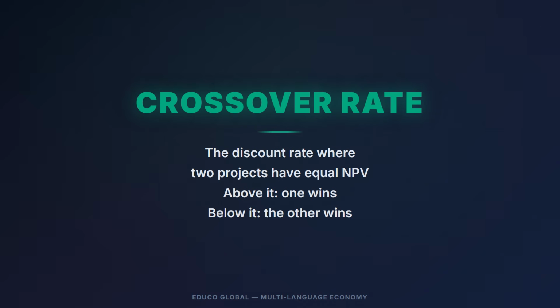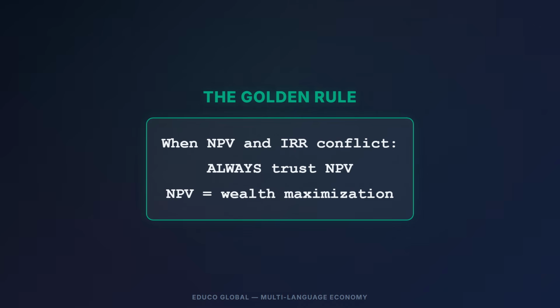When there's a conflict, always trust NPV. The NPV method directly measures the dollar value added to shareholder wealth. IRR tells you a percentage but doesn't account for the scale of the investment.